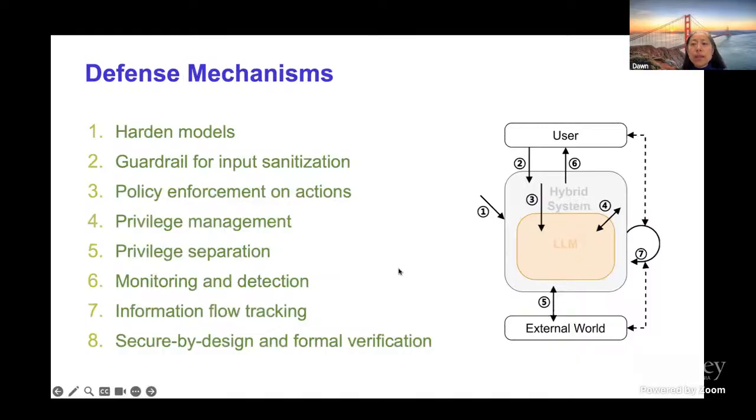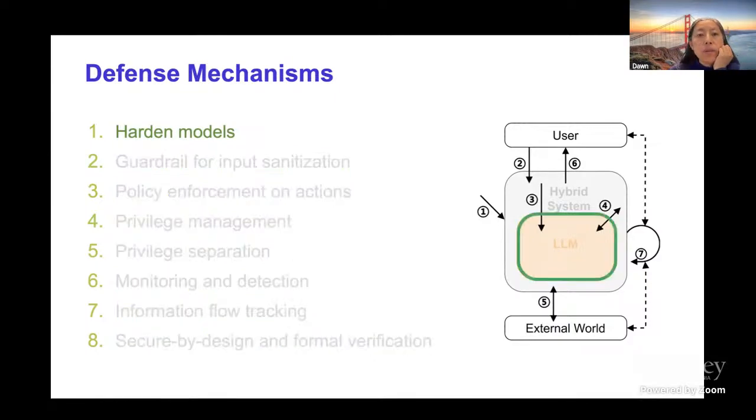So now with these high-level defense principles, I also want to talk about some concrete examples of different types of defense mechanisms. And again, these different types of defense mechanisms can be used all in conjunction through layered defense to enable defense in depth. So first, we'll look at hardening the model.